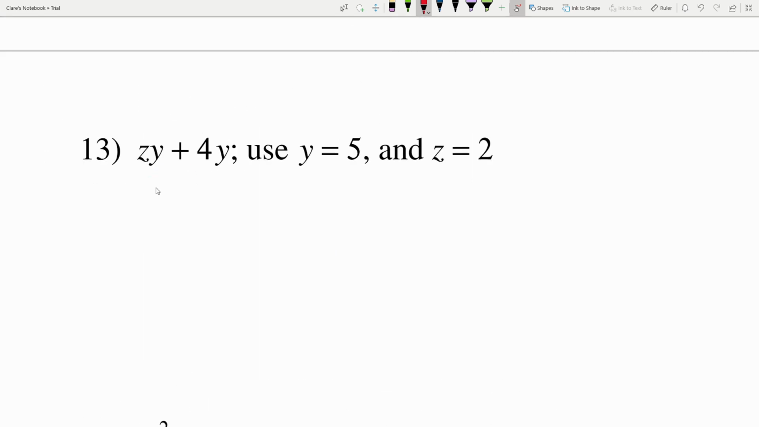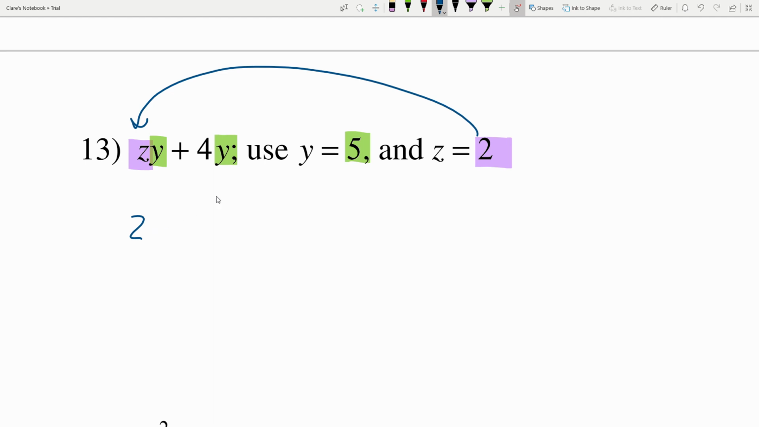In number 13, our variables for our expression zy plus 4y are z and y. So we know that y is 5 and z is 2, so we'll easily be able to compute. We'll go ahead and plug 2 in for z, and we'll plug 5 in for both of our y's. So plugging z in for 2, we'll get 2 times, plugging 5 in for y, that'll be 2 times 5 plus 4 times, again, plugging in 5.